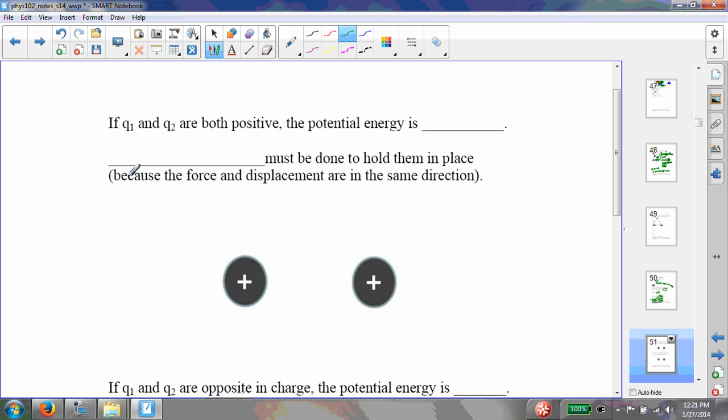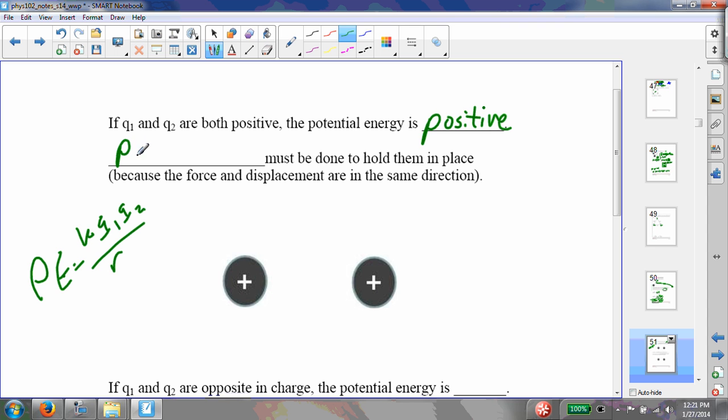So if Q1 and Q2 are both positive, then the potential energy contained here, PE, which as we derived before is KQ1Q2 over R, is positive. That means that positive work must be done to hold them in place, because the force and the displacement are in the same direction. I'm applying a force in this direction, which would tend towards a displacement in that direction. So that's going to be positive work.